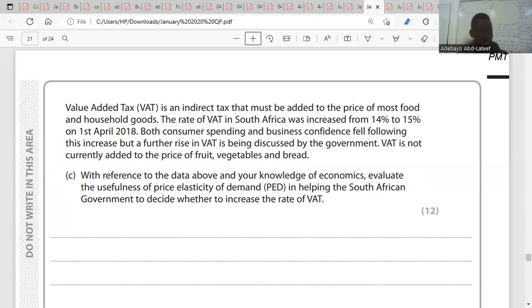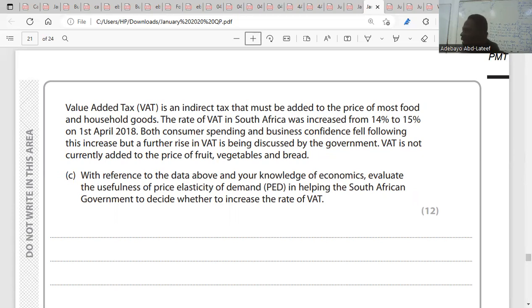So they said the rate of VAT in South Africa was increased from 14% to 15%, just 1%. On 1st of April 2018, both consumer spending and business confidence fell following this increase, but a further rise in VAT is being discussed by government. VAT is not currently added to the price of fruits, vegetables, and bread. With reference to the data, explain the usefulness of PED to this situation.